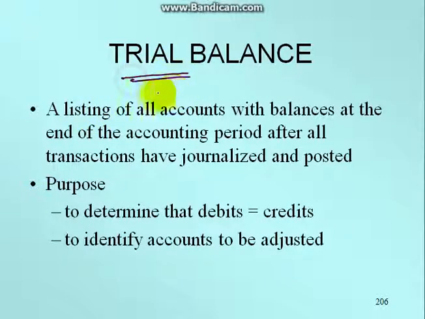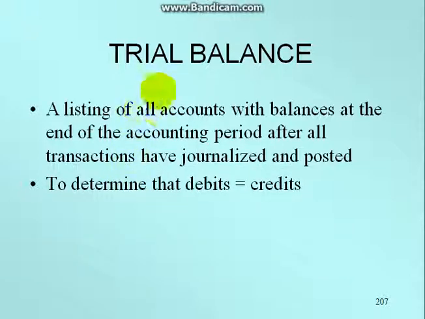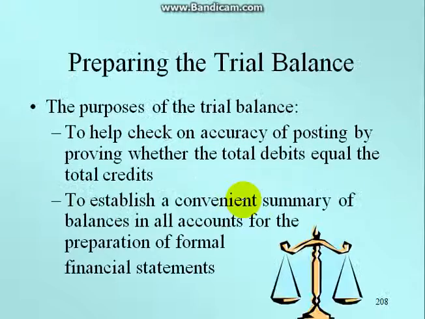Now let us consider the trial balance, a list of all the accounts with the balances at the end of the accounting period, for which all the transactions have been journalized. So what is the purpose? To determine that debits should be equal to credits, and to identify the accounts that need to be adjusted. So we determine that debits are equal to credits.